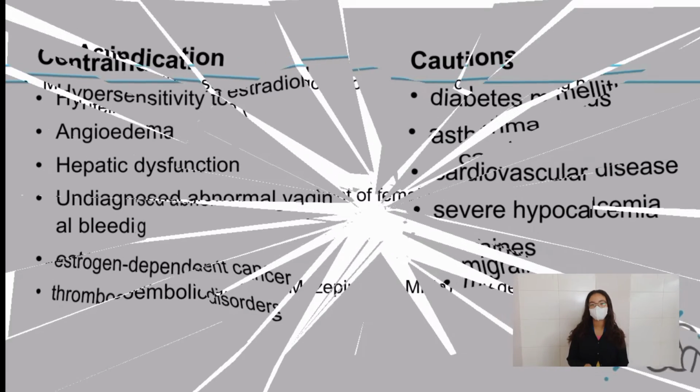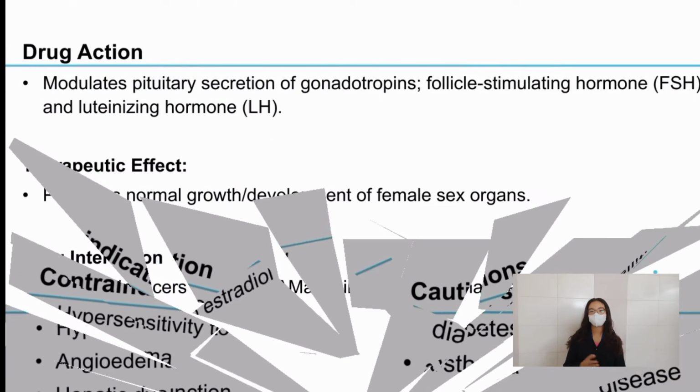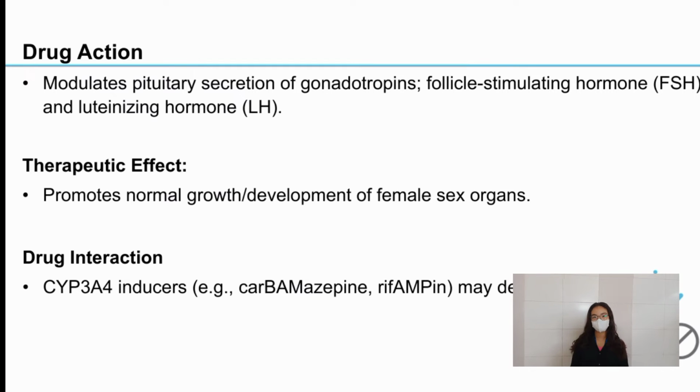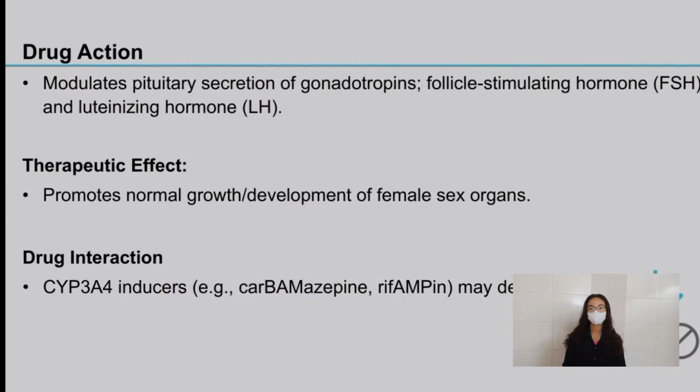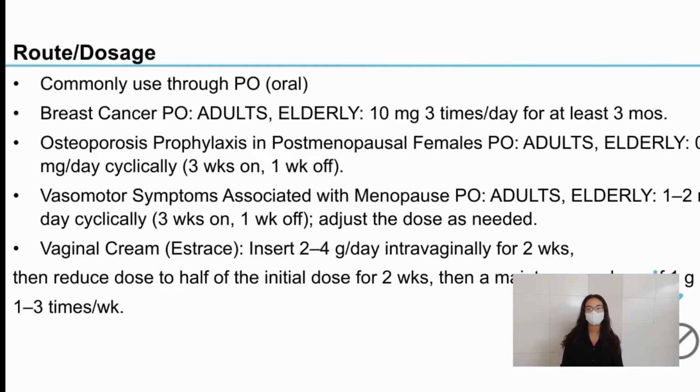Drug action of this drug modulates pituitary secretion of gonadotropins, which is the follicle stimulating hormone and luteinizing hormone. Therapeutic effect of this drug promotes normal growth or development of female sex organs. Drug interaction. CYP3A4 inducers may decrease the effects. Example drugs will be carbamazepine and rifampin. Route or dosage commonly used through PO or orally.